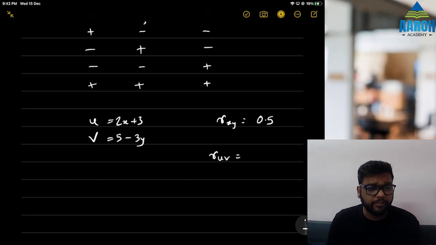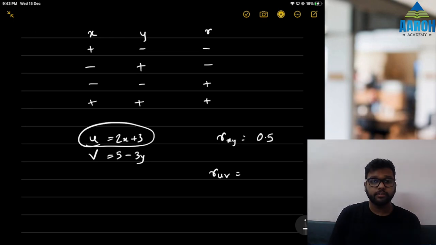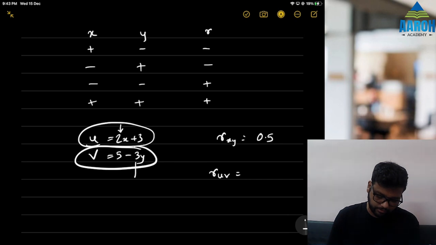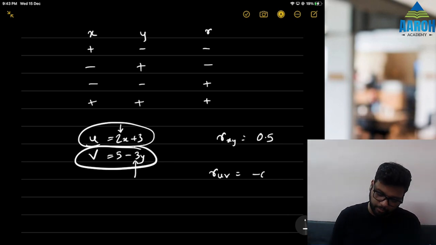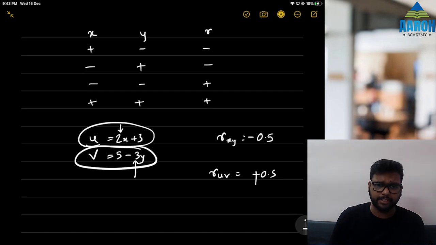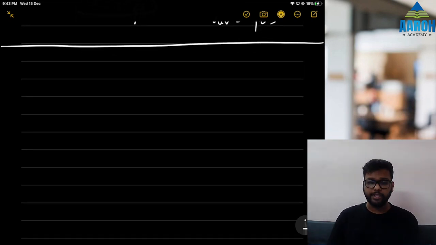Now we want to calculate correlation coefficient between u, v. So the only thing that we need to check is change of scale. Tell me, change of scale of x, is it positive or negative? Positive, because the multiplication factor is positive, and for y it is negative. So R is going to change the sign, so R will become minus 0.5. If originally it was minus 0.5, then now it will become plus 0.5. So whatever it is, just change the sign, that's it. Fine. This was about correlation.